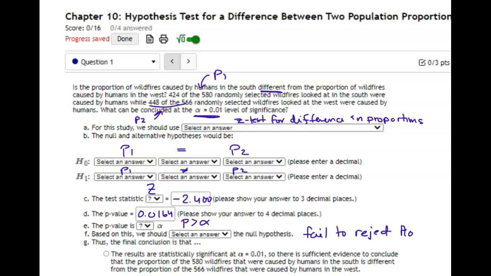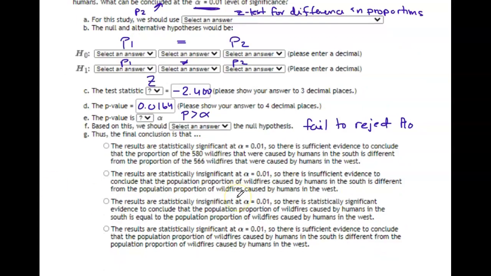Right, so notice, this one is pretty close, 0.016. It's pretty close to rejection. If you were given a significance level that was higher, like 0.05, then you would reject. So it's often dependent on how confident you want to be. So this is a high confidence, 99% confidence. So if you want to be 99% confident, you're going to fail to reject.